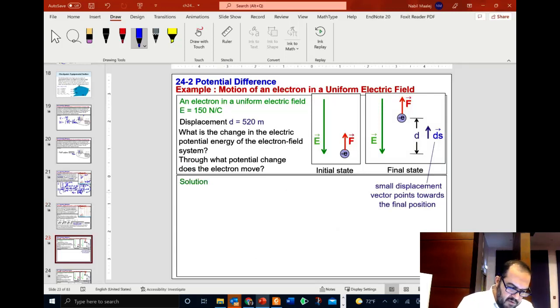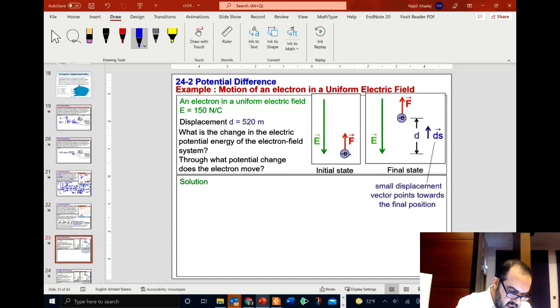Now we have an electron in a uniform electric field. The electric field is 150 newtons per coulomb, and the displacement is now 520 meters. So this is the electron, it starts here, and then it moves up, because the force is opposite to the electric field because of a negative charge. So it moves up to this position, and the displacement is 520 meters.